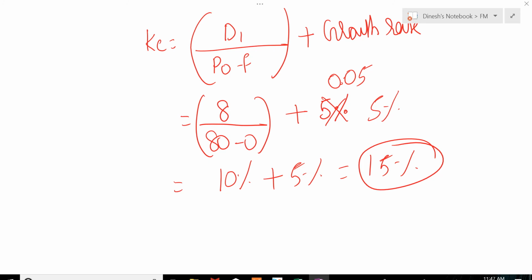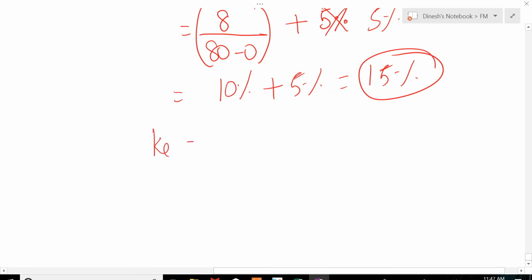This is for the original scenario. In the rework, what have they said? Growth rate is 0%, right? K is equal to, that's all, D1 by P naught minus F. D1 is how much?